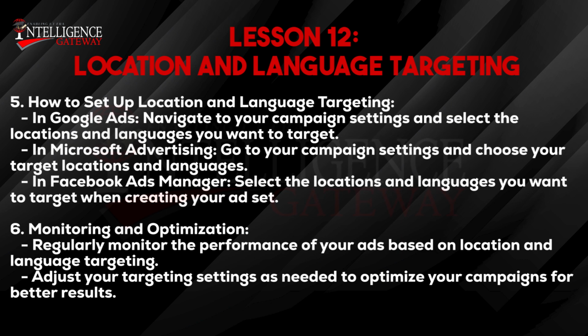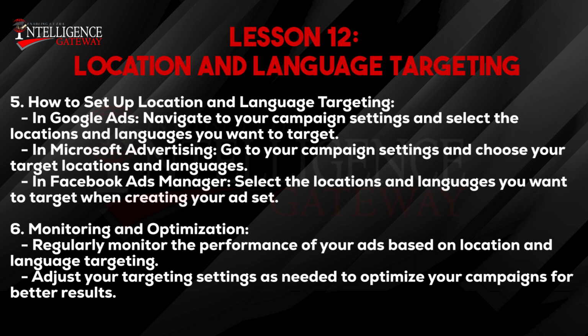5. How to set up location and language targeting. In Google Ads, navigate to your campaign settings and select the locations and languages you want to target. In Microsoft Advertising, go to your campaign settings and choose your target locations and languages. In Facebook Ads Manager, select the locations and languages you want to target when creating your ad set.